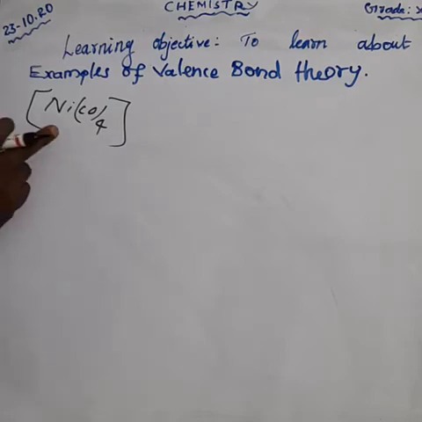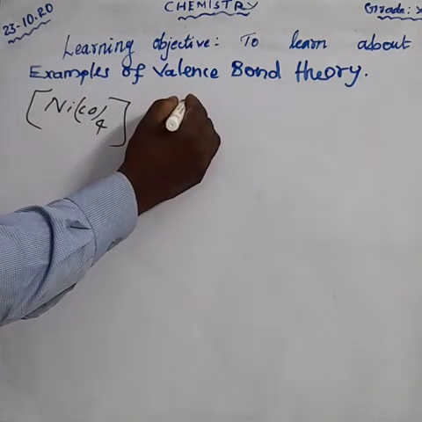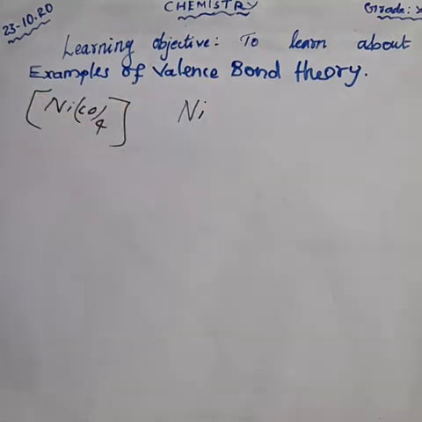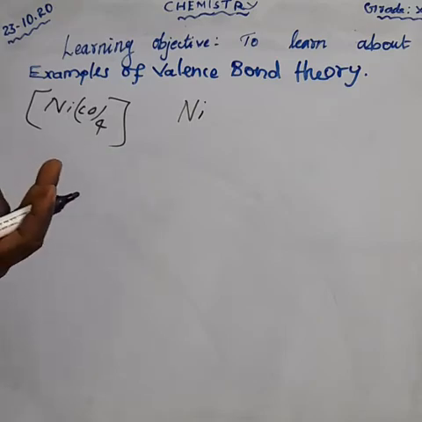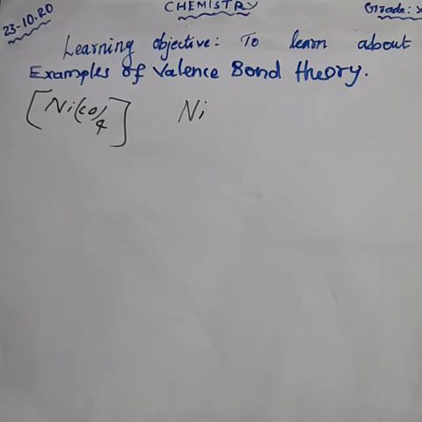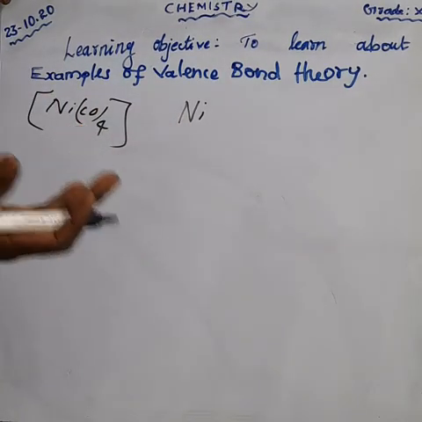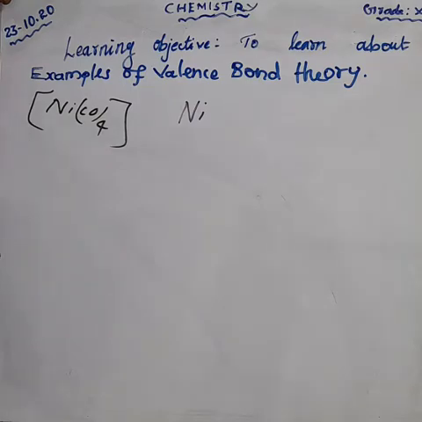Here, which one is the central metal atom? Nickel is the central metal atom. And what is the configuration of nickel? Many times we have learned how to write the electronic configuration. This is not the time for learning that now. Those who have not learned how to write the electronic configuration should watch the previous video.